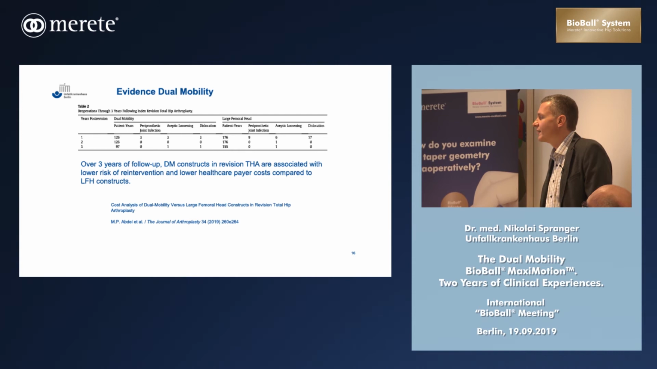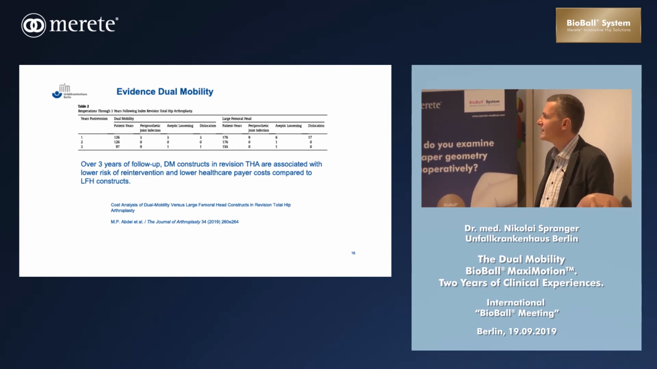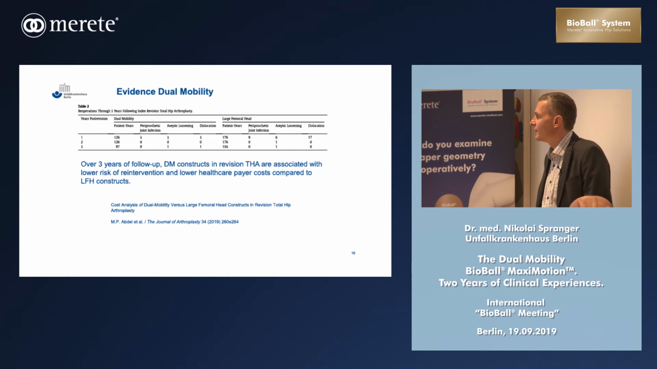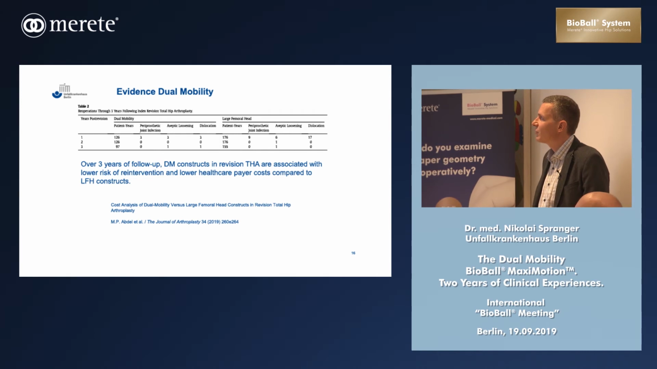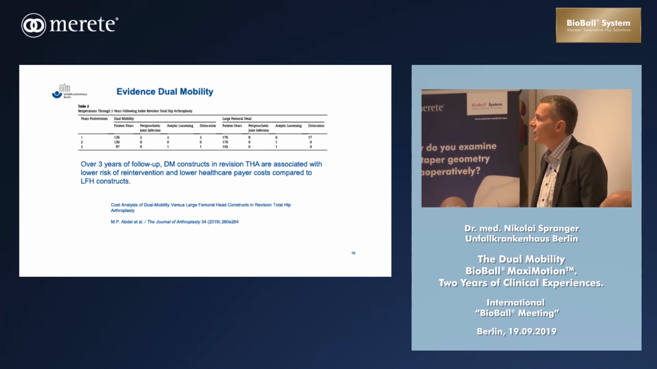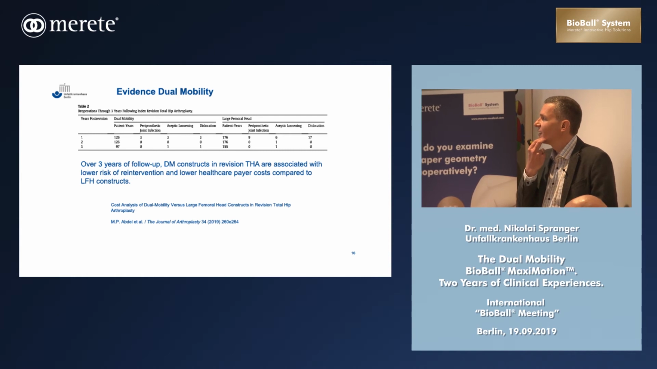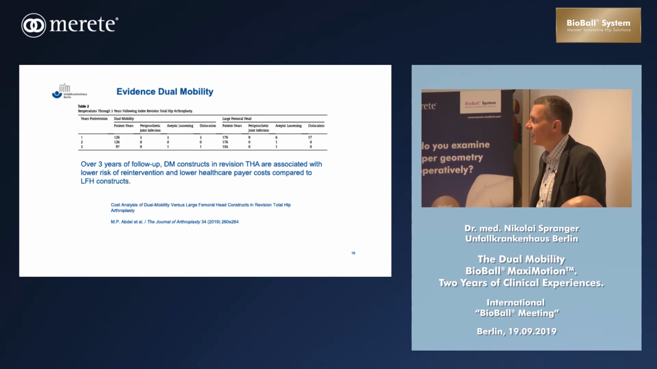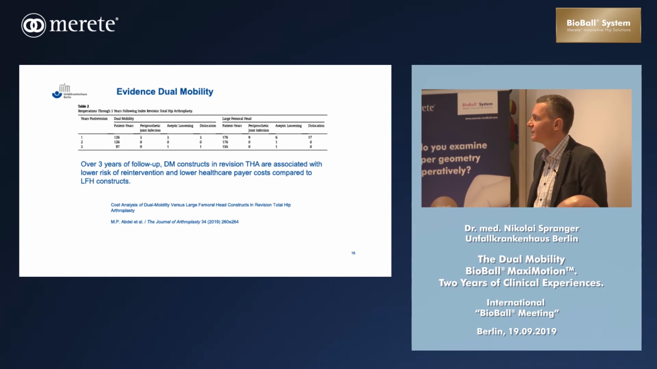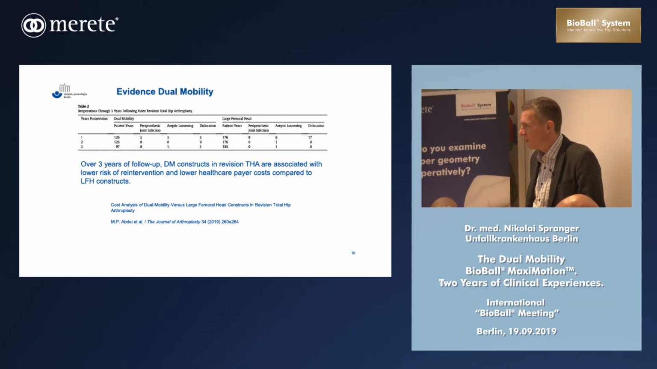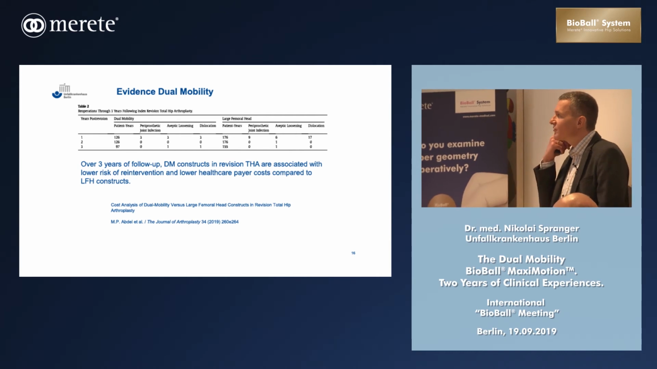And another publication I found from 2019 was examining the costs that may occur after using these dual mobility systems, and they compared large femoral heads to dual mobility, and they showed that in the 3 years follow-up, the dual mobility constructs have lower risk of re-intervention and lower healthcare payer costs compared to large femoral head revisions. So this is quite an optimistic thing we found in the literature.